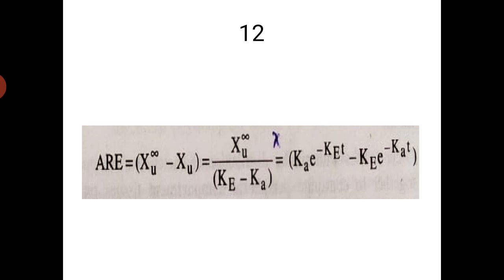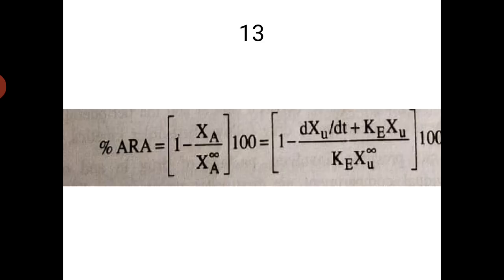Okay, now the equation is Xu infinity minus Xu, that is amount of drug remaining to be excreted. AR is equal to Xu infinity minus Xu, that is equal to Xu infinity divided by Ke minus Ka into Ka e raised to minus Ket minus Ke e raised to minus Kat, and percentage ARA is equal to 1 minus Xa divided by Xa infinity into 100. That is equal to 1 minus dXu by dt plus KeXu divided by KeXu infinity into 100.